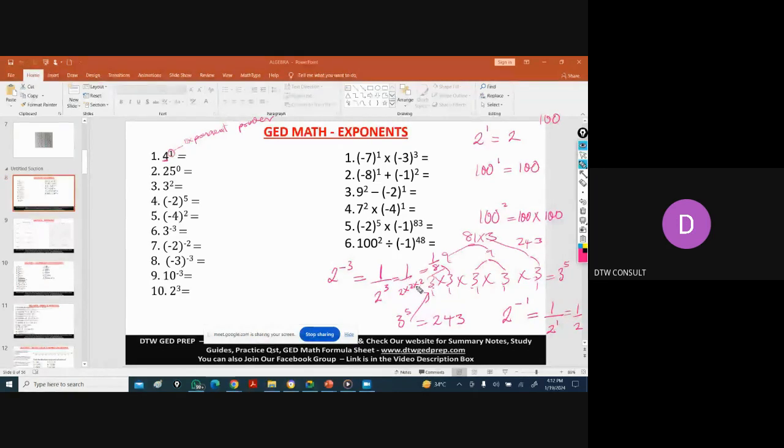Also, when it comes to exponents, there's another rule that you must follow. Any number raised to the power 0 is equal to 1. Be it 100, be it 8, be it 1,000 raised to the power 0, it is equal to 1. Are you with me? Yes. You can call me back if you don't understand. Can I go forward, everyone? Yes.